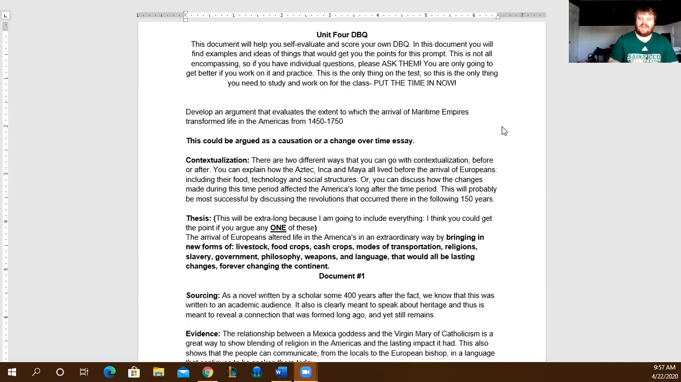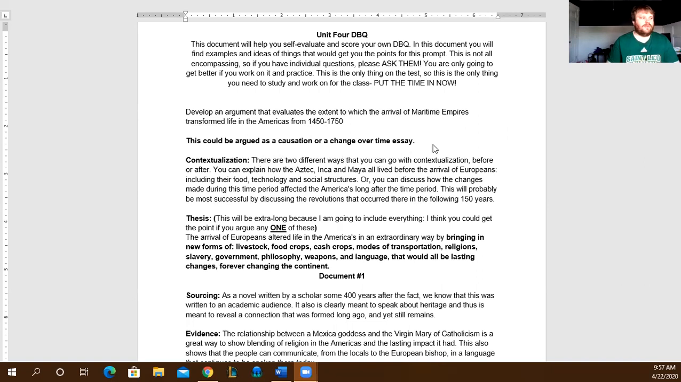If your paper did not focus on the Americas, you probably are going to have an issue, right? So it's the extent to which life in the Americas was transformed, right? So it has nothing to do really with the Europeans. It's everything about life in the Americas, all right? So this could really be argued as a causation or a change over time essay.